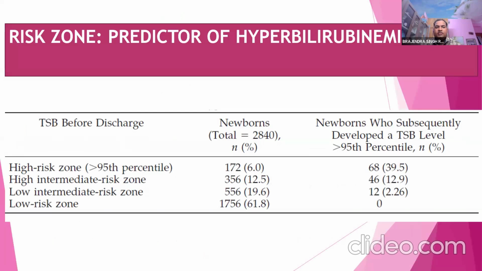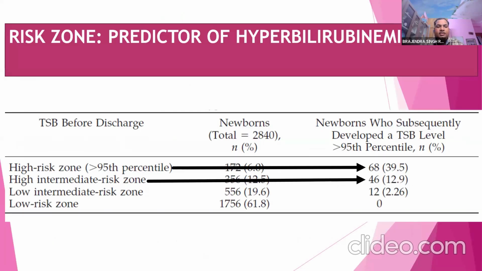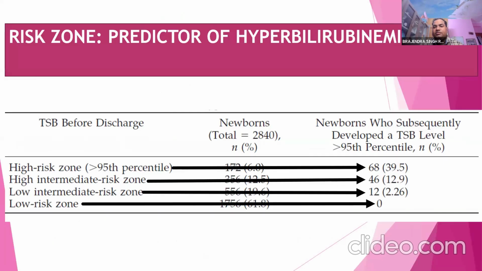This shows if the baby is in the high risk zone, then in this study there is about 40% chance of readmission. And if the baby is in the high intermediate risk zone, then 13% chance of readmission. If in the low intermediate risk zone, then about 2.2% chance of readmission. And if the baby is in the low risk zone, then about 0% chance of readmission for neonatal jaundice.